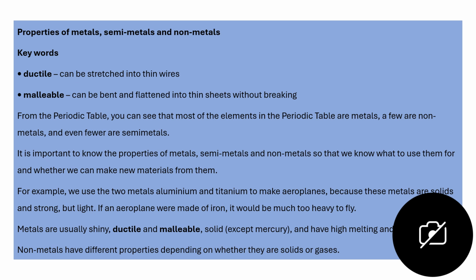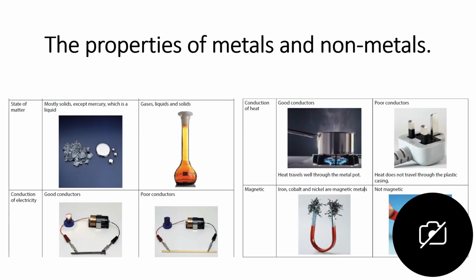Now, metals are shiny, ductile and malleable. Like, for example, the solid, except for mercury. Now, these have high melting points, and the non-metals have very different properties, and that depends whether it is a solid or a gas. Now, let's look at these metals and non-metals. So, if you look at the state of matter, most of the metals are solids, except for mercury, which is a liquid. And gas you get them as in this bottle here, you get solids, liquids, and gases.